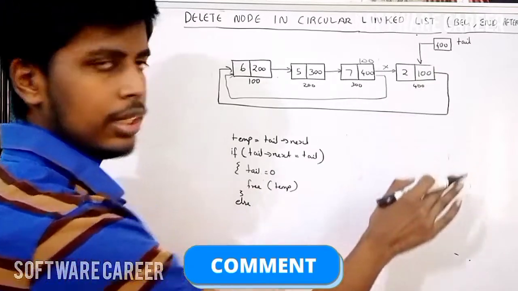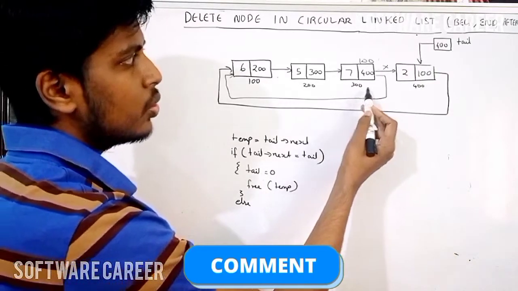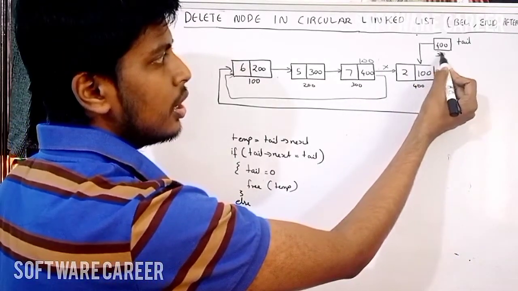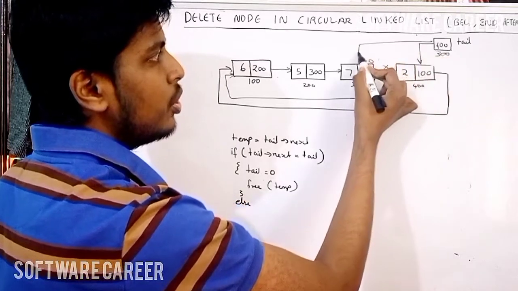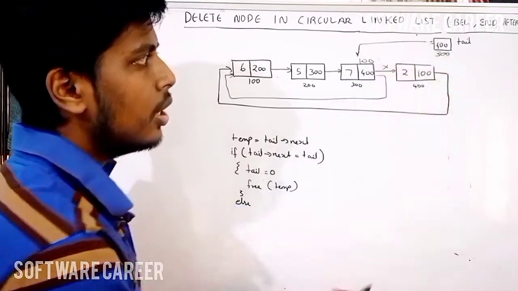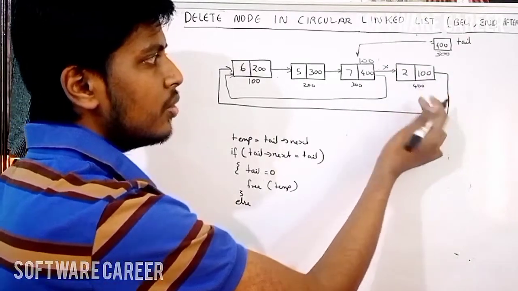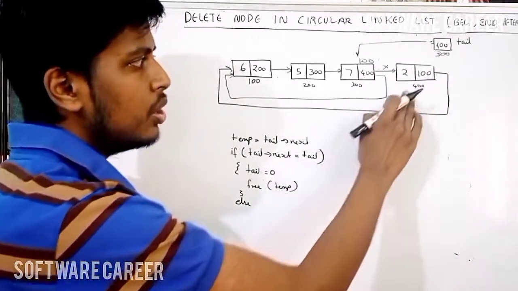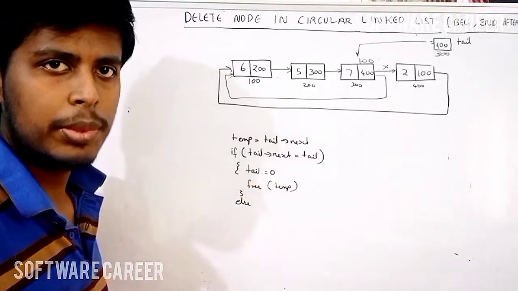If this node 400 is deleted, 300 will be the last node. So it should store the address 300. Then this pointer will point to this thing and this link will get cancelled. Now see, this is the node which is garbage. Now you should remove this node from memory or else it will cause memory wastage.